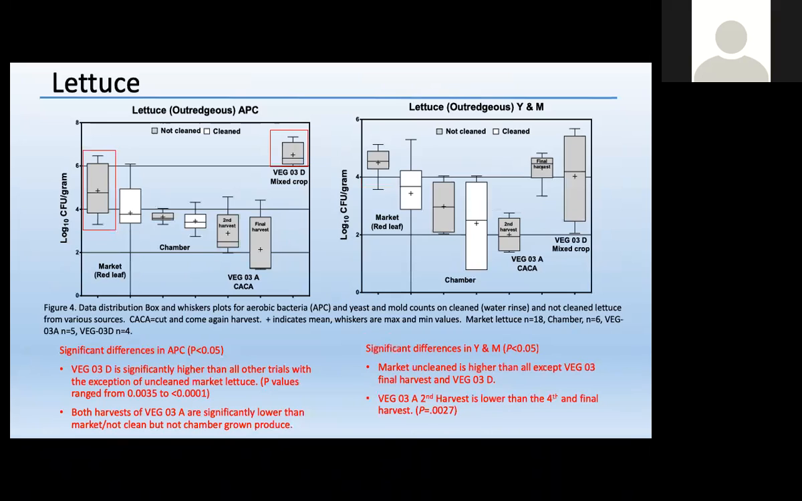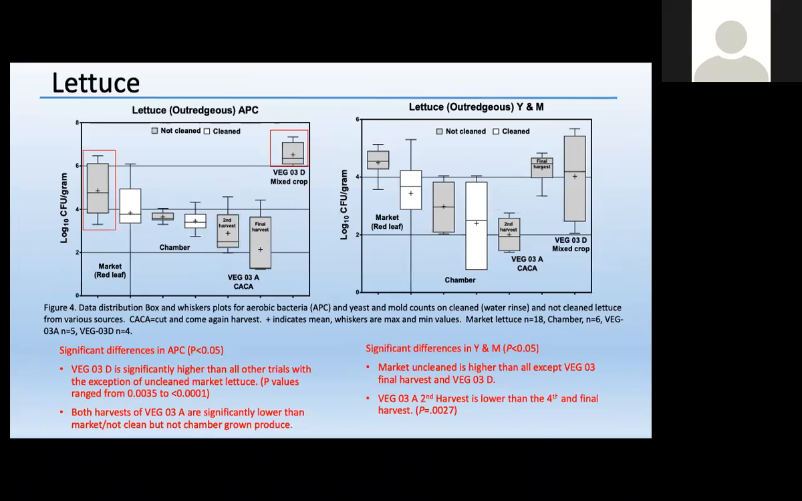The samples we get back from the space station are frozen at -80, and we kept them at -80, and we do the analysis in the lab. So it's really the only way to do live culturable microbiology on those samples. And then the Veggie 3D mixed crop lettuce.